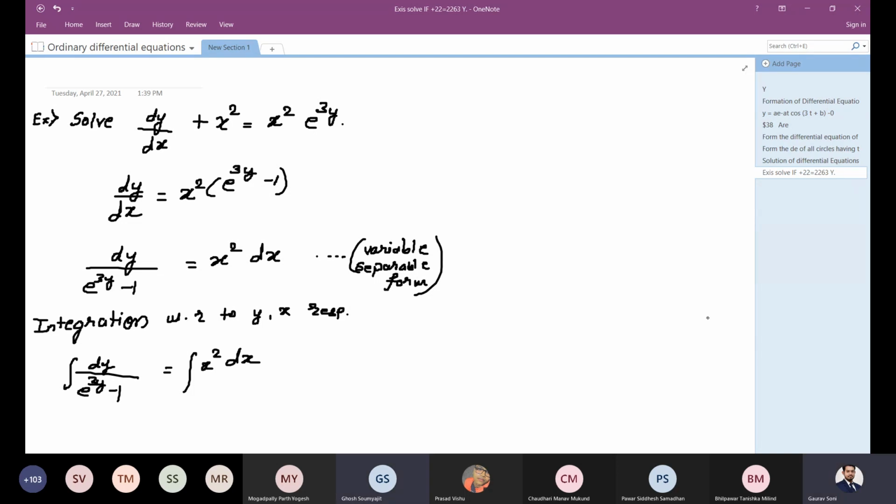Plus 1 will also have to be adjusted with minus 1. So in the numerator, e to the power 3y plus e to the power 3y and minus e to the power 3y will be cancelled. Okay, and then I'll write it down here: e to the power 3y minus e to the power 3y minus e to the power 3y plus 1, plus 1, over e to the power 3y minus 1.